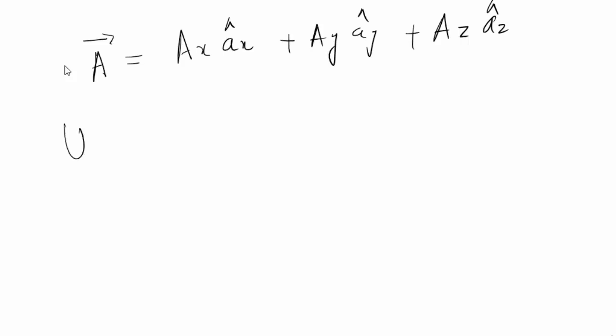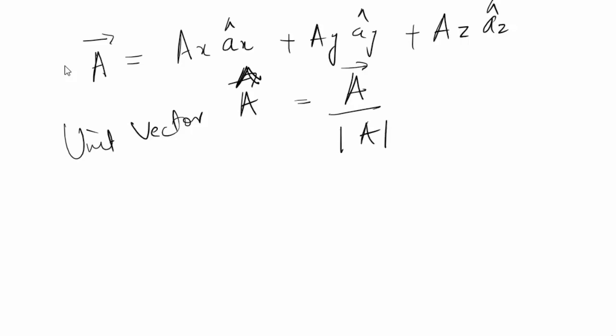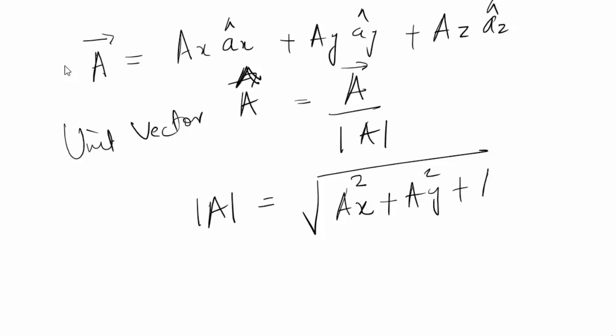To take the unit vector of A, the unit vector will have a cap on top of it. The unit vector is the vector itself divided by the magnitude of that vector. The magnitude of the vector can be found as the square root of ax square plus ay square plus az square. So you are taking the square of each component, and that's how you are finding the unit vector.